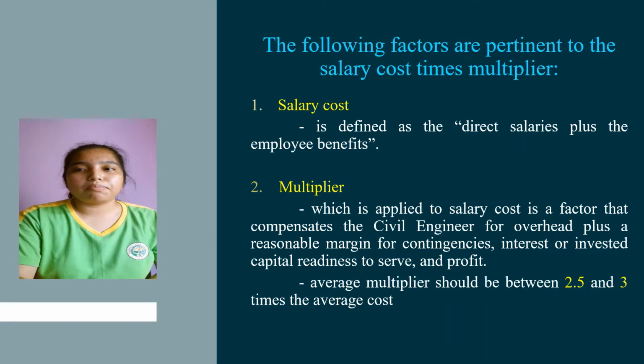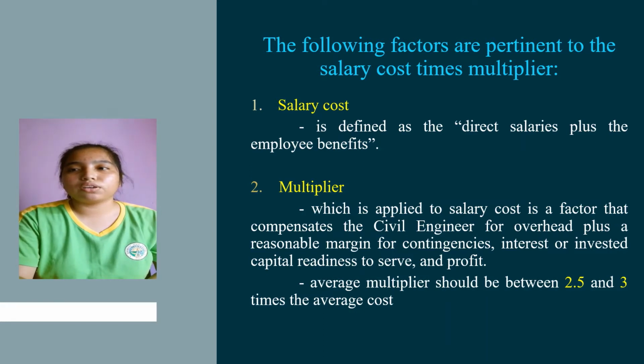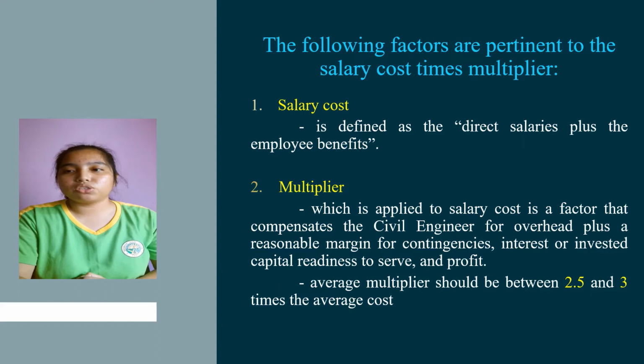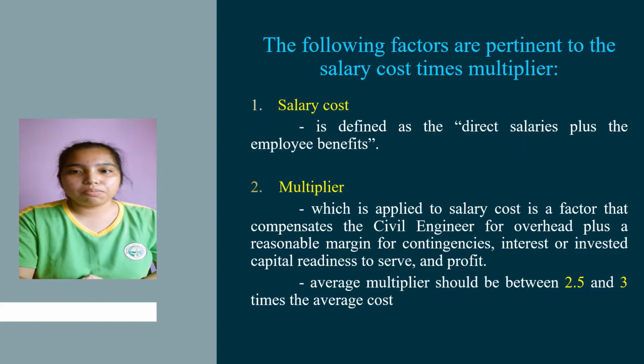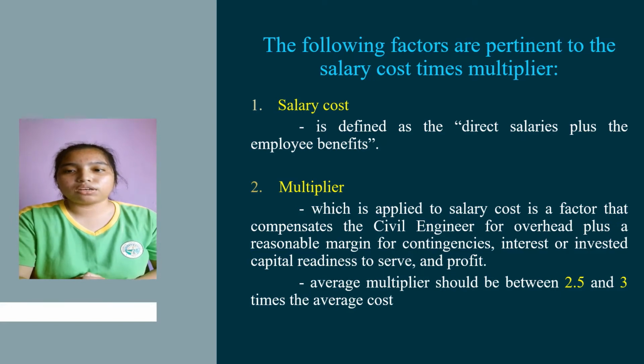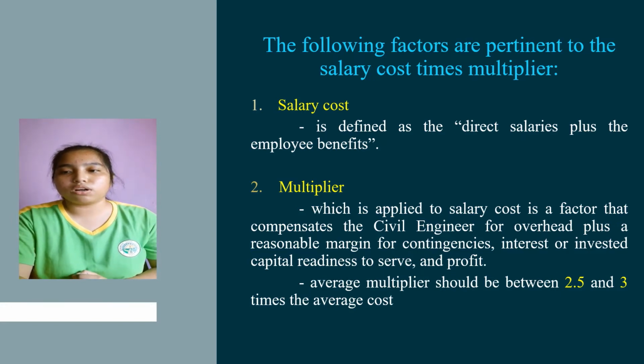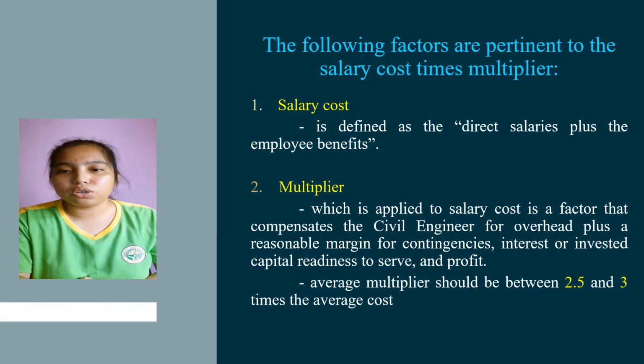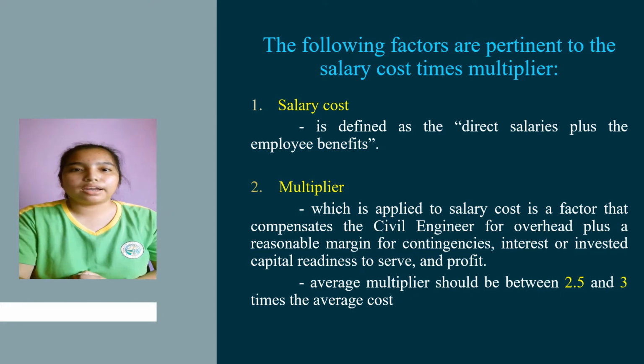Multiplier, which is applied to salary cost, is a factor that compensates the civil engineer for overhead plus a reasonable margin for contingency, interest on invested capital, readiness to serve, and profits. Average multiplier should be between 2.5 and 3 times the average cost. So, ang multiplier, ito yung parang factor na i-multiply sa average salary cost. Ito yung commission na pero meron siyang direct or constant or fixed.